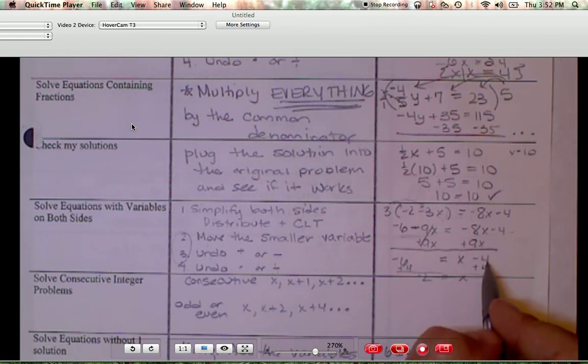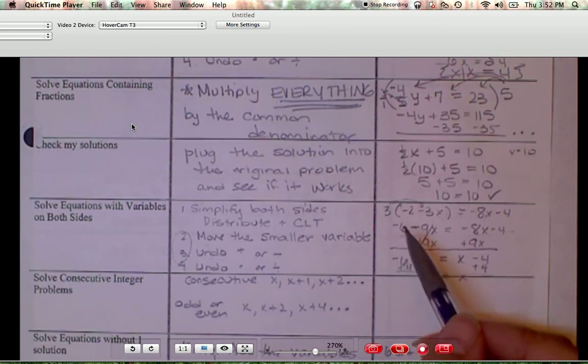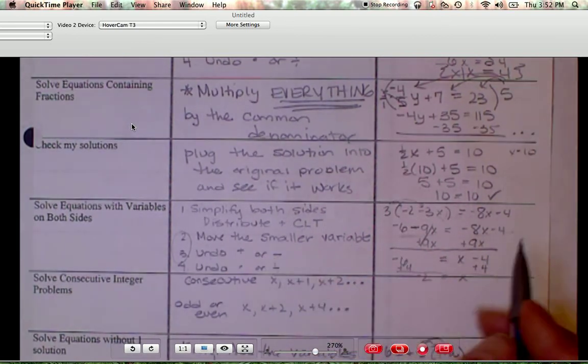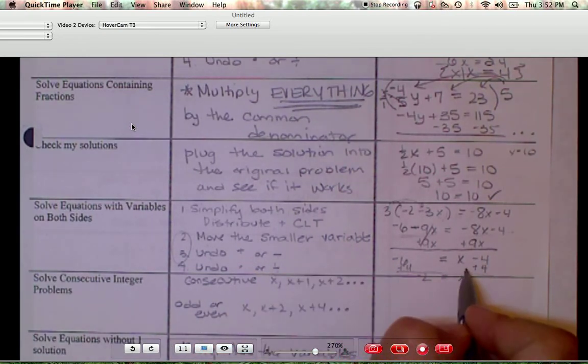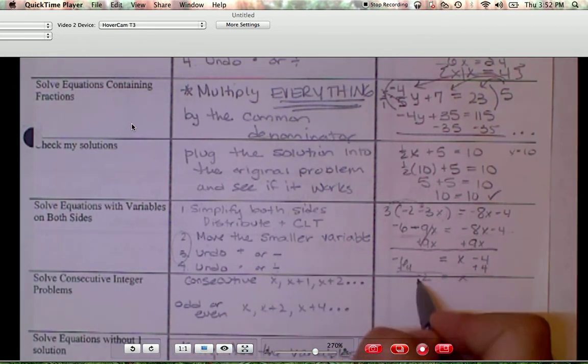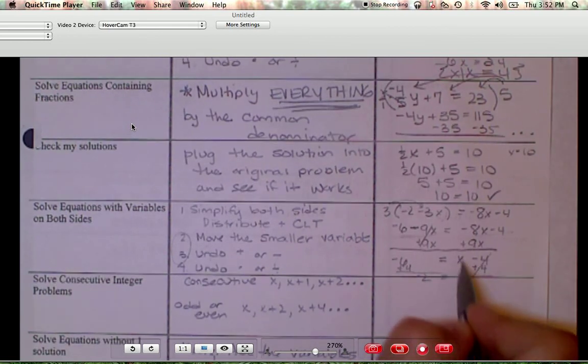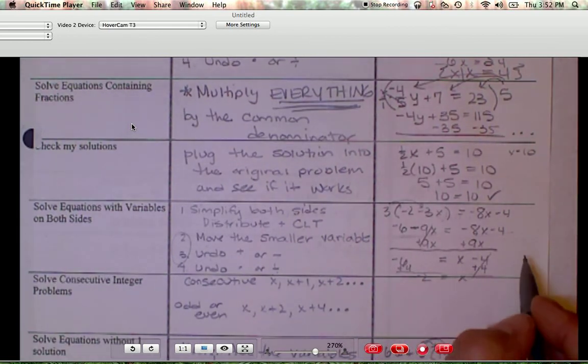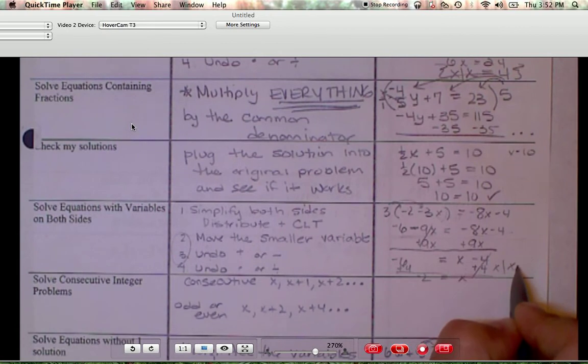Then we're going to move the 4 over, undoing addition or subtraction in this case. We don't have any multiplication or division. So we're going to add 4 to both sides. Negative 6 plus 4 is negative 2. These drop out and we get x. You'll eventually put it in set notation: x such that x equals negative 2.